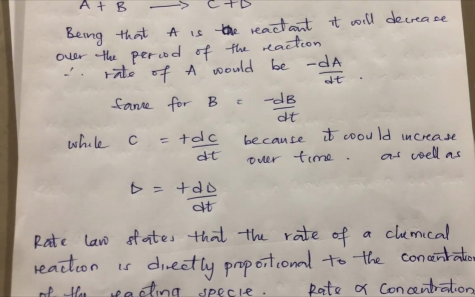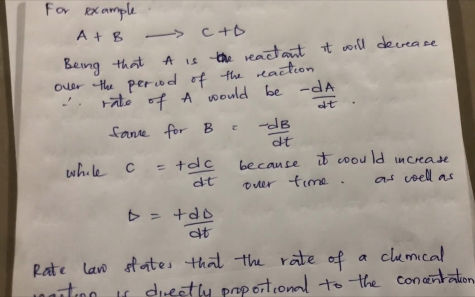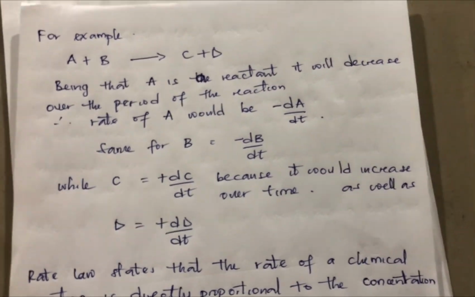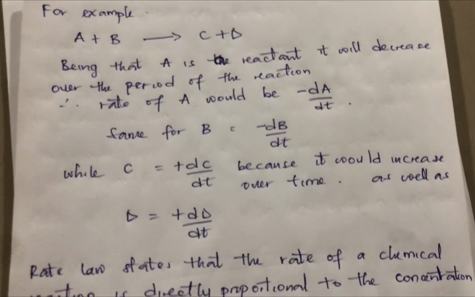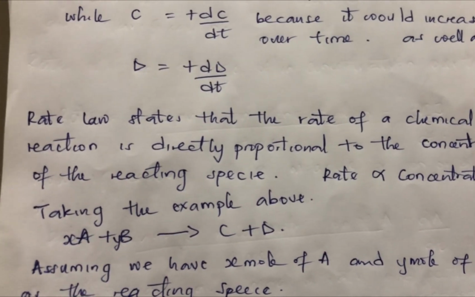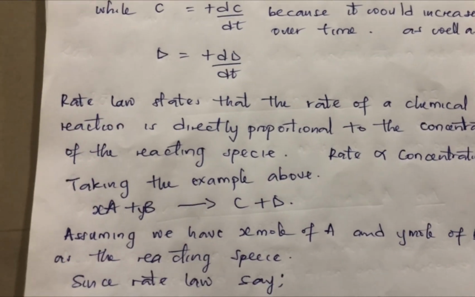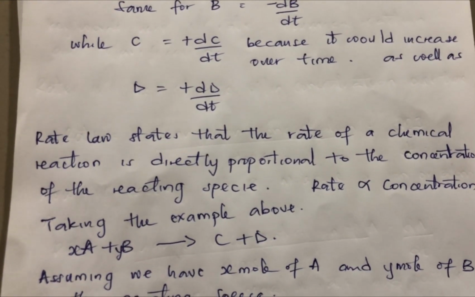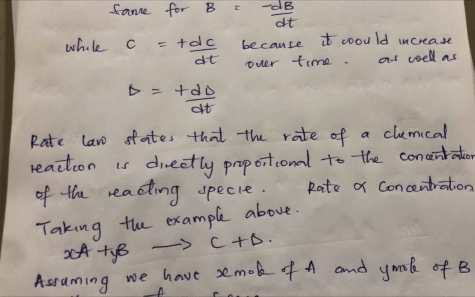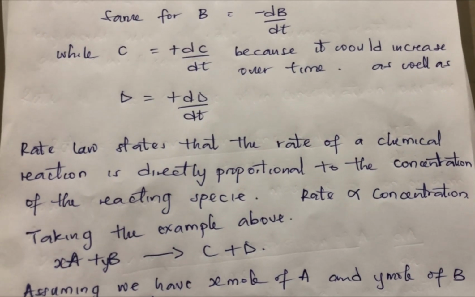But if we're dealing with C, the rate at which C will be produced. Now look at it, C is being produced, so it would increase. And because it's going to increase, it's going to be plus dC over dt, because C is on the increasing side. Now D as well will also be a plus. Why? Because D is also increasing.